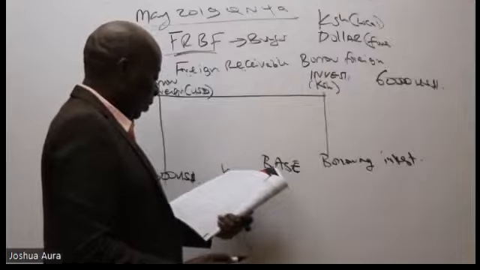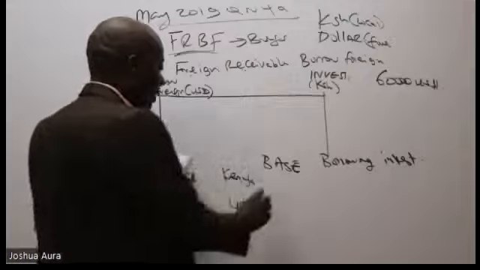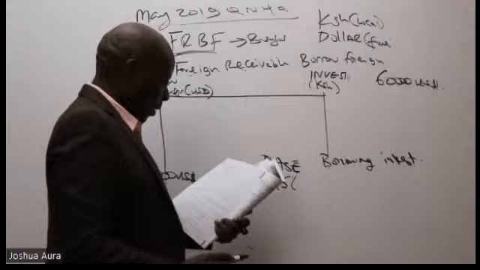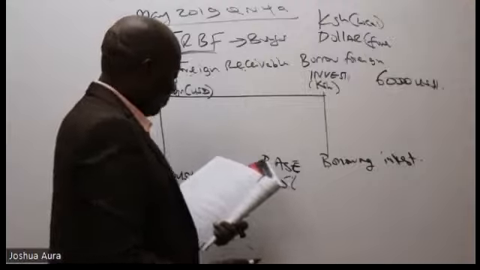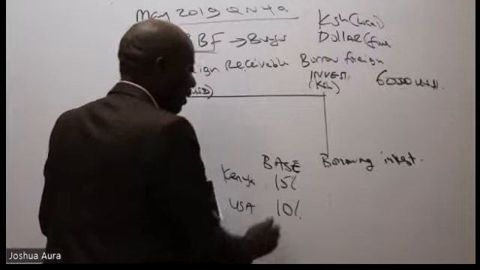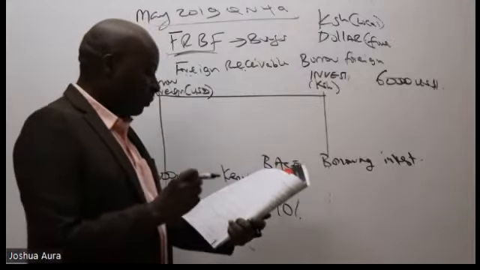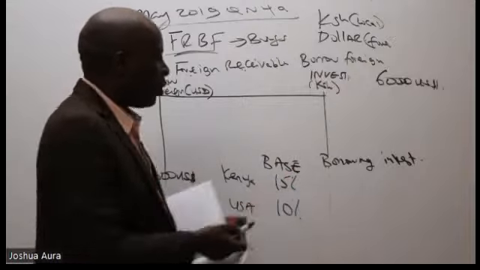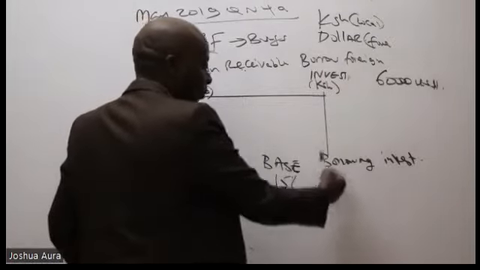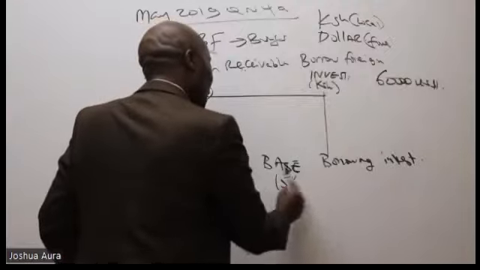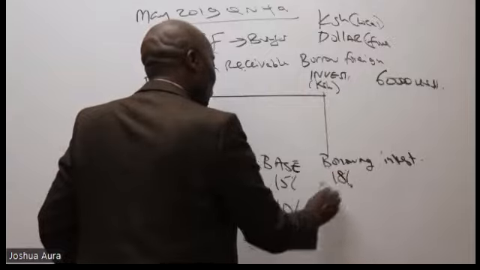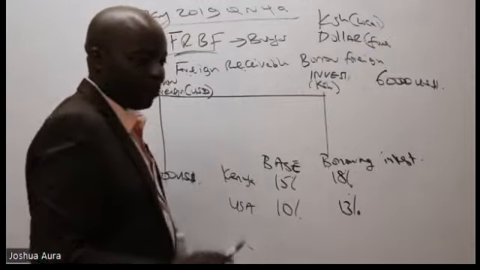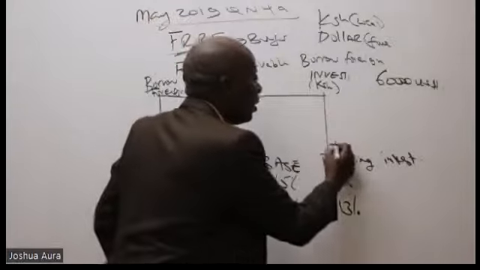The bank base rate in Kenya is 15%. Base in Kenya is 15%. And then in the US we have 10%, the base. And then they are telling us that the borrowing rate is 3% above the base rate, for both countries. So 3%, I add to this, I get 18%. Here I get 13%. Borrowing rate is 3% above.